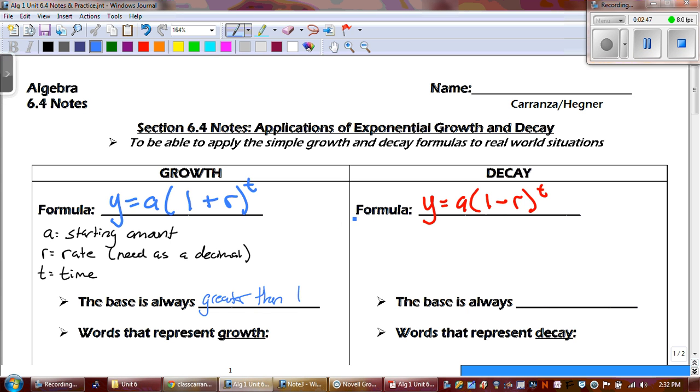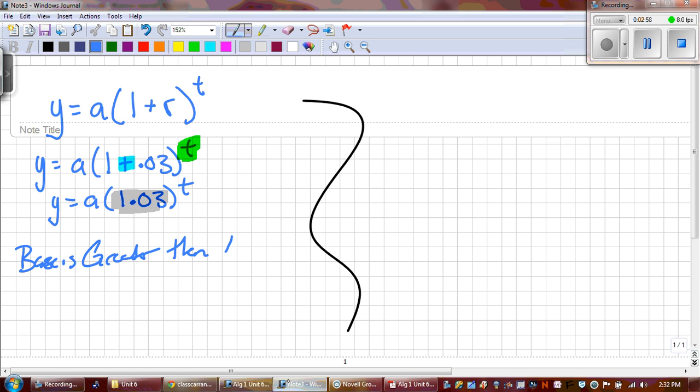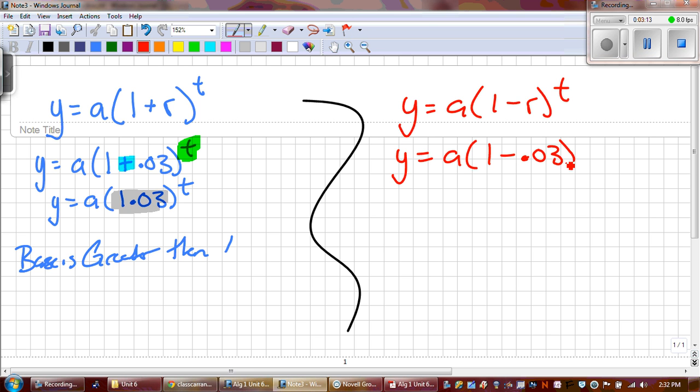Okay, now all these letters, all of them mean the same thing. Okay, a is your starting amount, r is your rate, t is your time. So if we're doing this again, but now we're doing decay, let's just use the same number. 1 minus 0.03. Now, if you want to use your calculator, go right on ahead, do it. Okay, whatever helps you get the right answer. But if I have $1 and I take away 3 cents, I have 97 cents. And you can put the 0 there to help you remember.